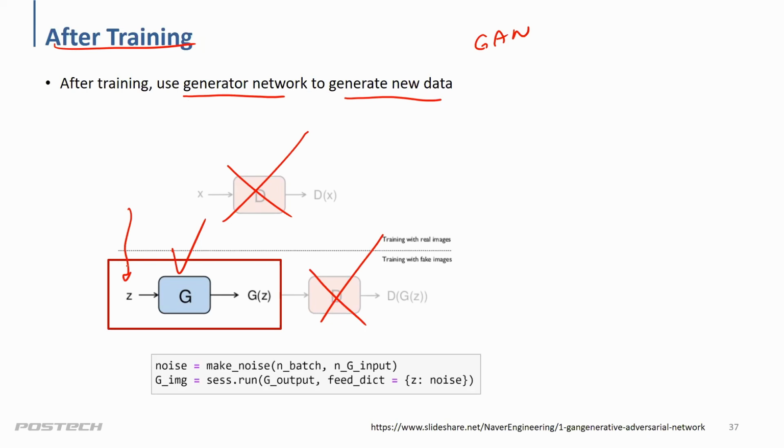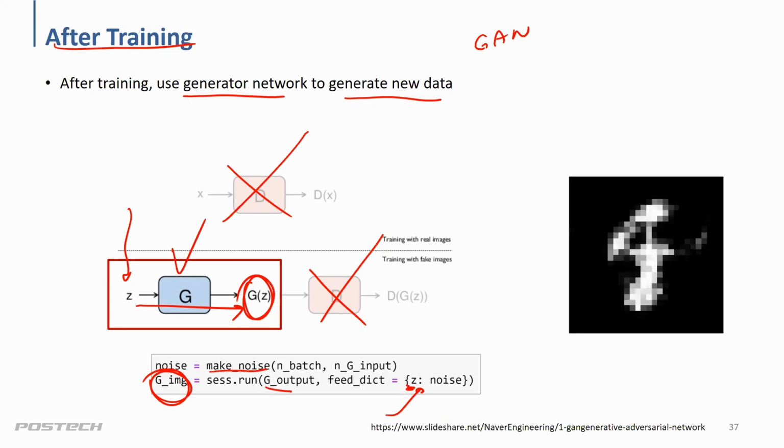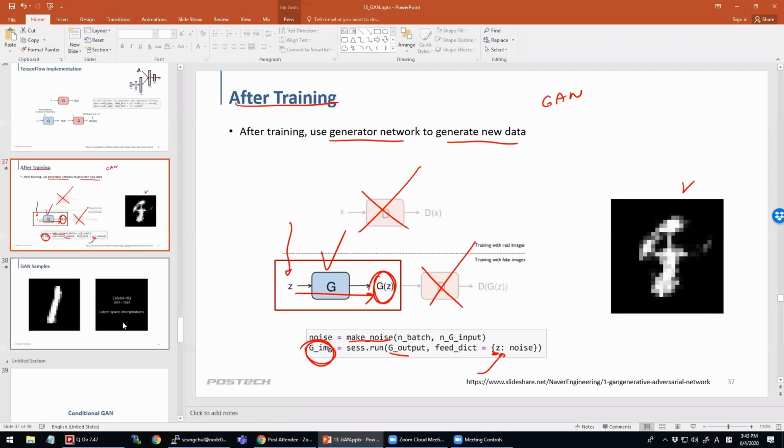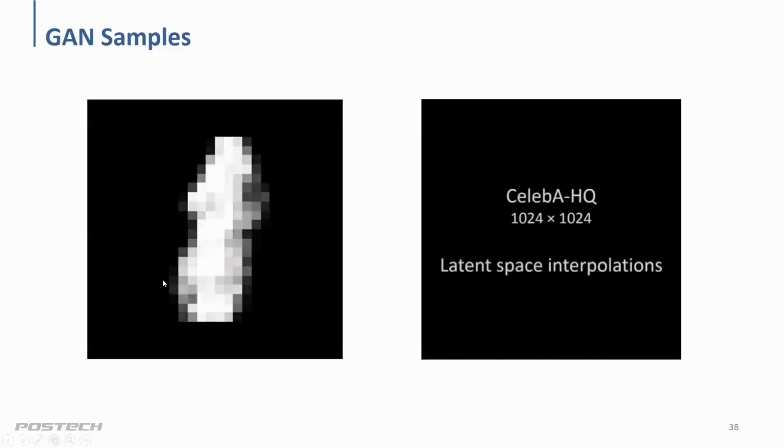So we generate random samples from the latent space, and we do forward propagation to get the generated MNIST data set. So how do you do it? We're going to make noise and put the noise in the Z placeholder. There will be the output image, the MNIST data set. This is one of the examples that we can generate. Let me show this one.